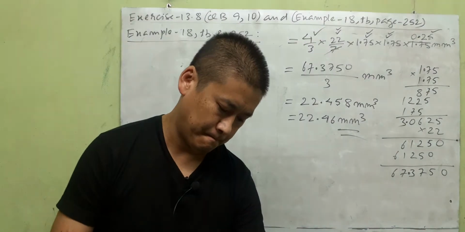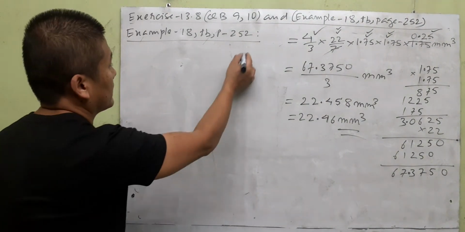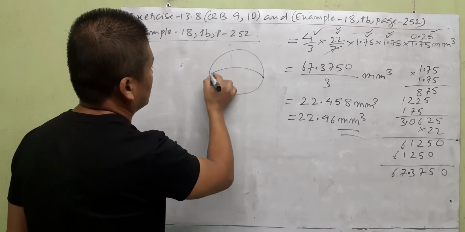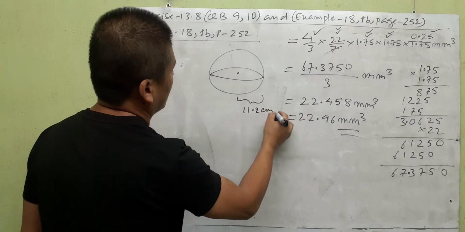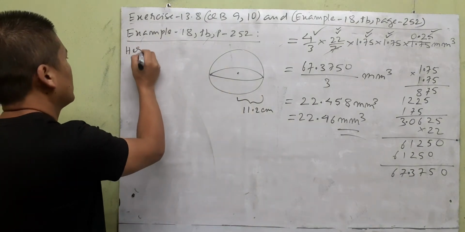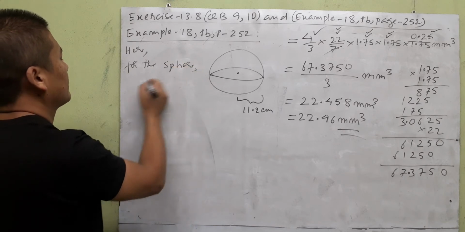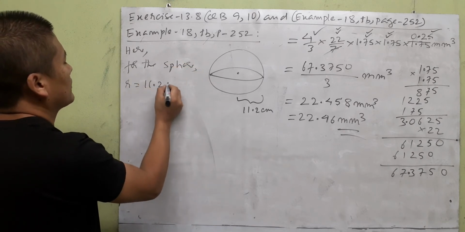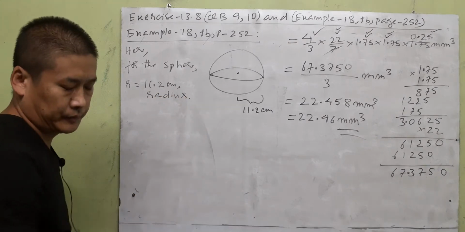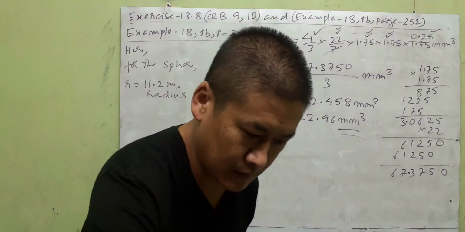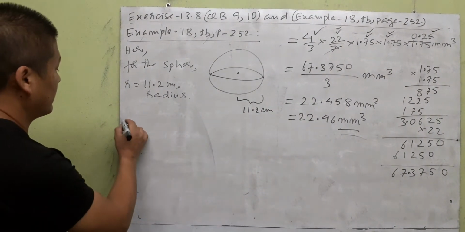Here, the volume of a sphere of radius 11.2 centimeters. So there's a sphere whose radius from here to here is 11.2 centimeters. So let's write down here for this sphere mentioned in your question, R is equal to 11.2 centimeter, the radius. Write it down and then follow. We have to find the volume, so this is a pretty straightforward question.